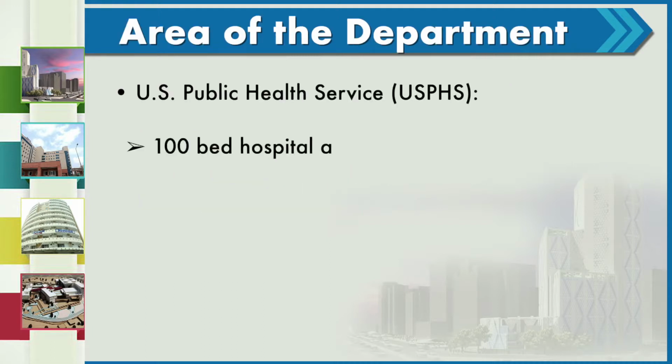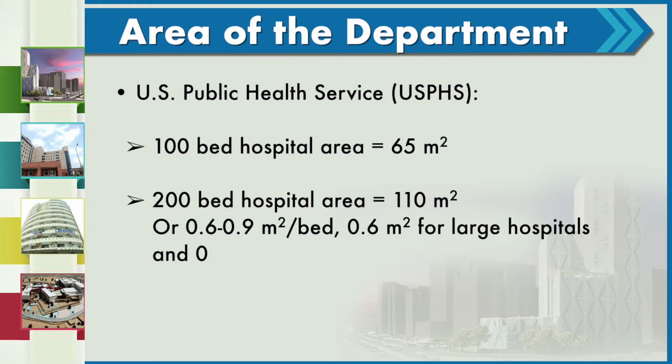So the area for the central sterile supply department for a 100 bed hospital would be 65 meter square. For a 200 bed hospital, it would be 110 meter square, or 0.6 to 0.9 meter square per bed, with 0.6 meter square for a large hospital and 0.9 meter square for a smaller size hospital.